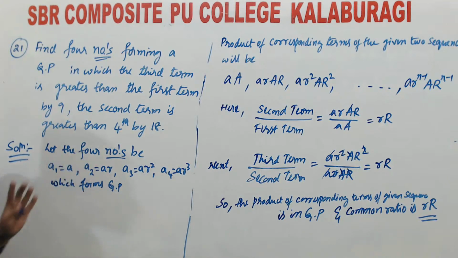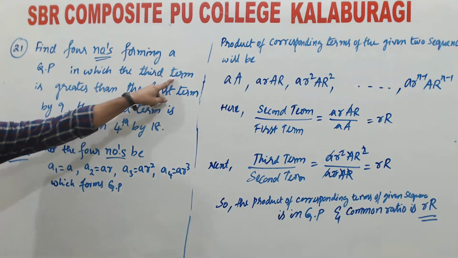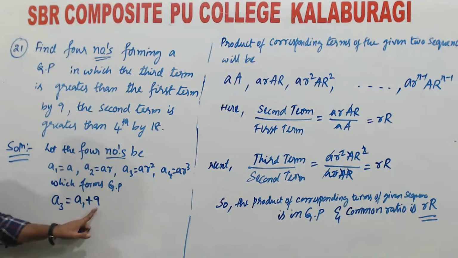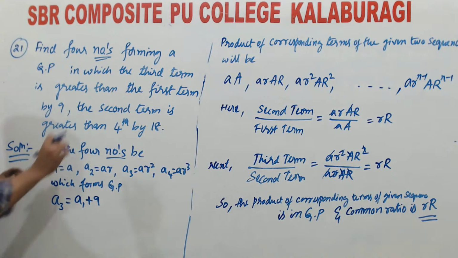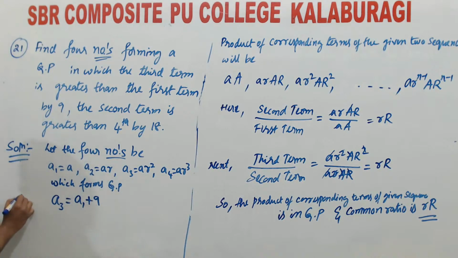Okay, now let us find all four numbers. Let me write down the given hints. In which the third term, how do we express the third term? A3. Third term is greater than the first term. What is the first term? A1. Third term is greater than the first term by how much? By 9. Greater than the first term by 9 means it has a larger value. Yes or no? So A3 is greater than A1 by 9. We express this statement in equation form: A3 is equal to A1 plus 9. Third term is greater than the first term by 9. Right? Given, let me write here. Given.